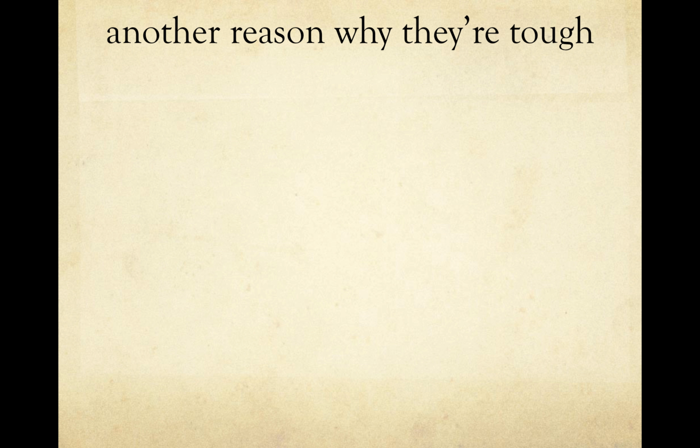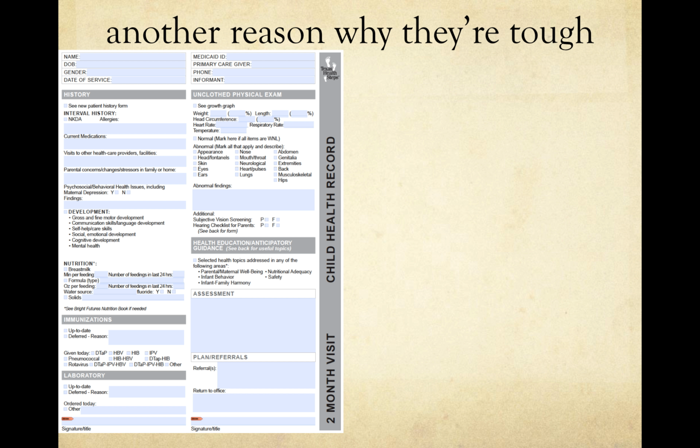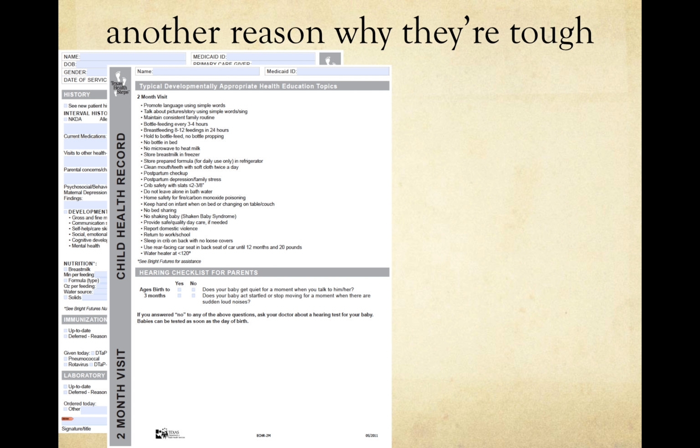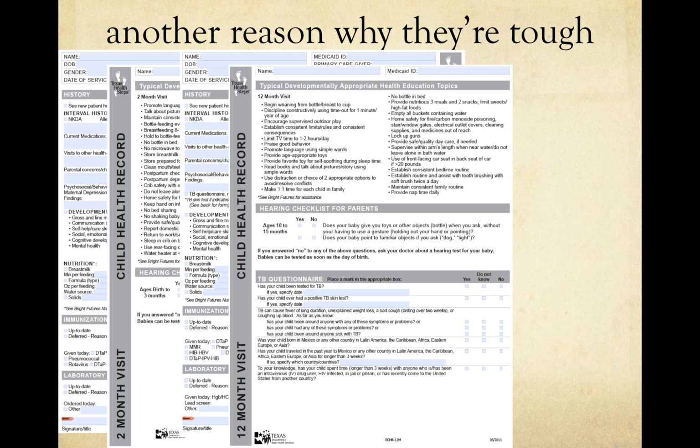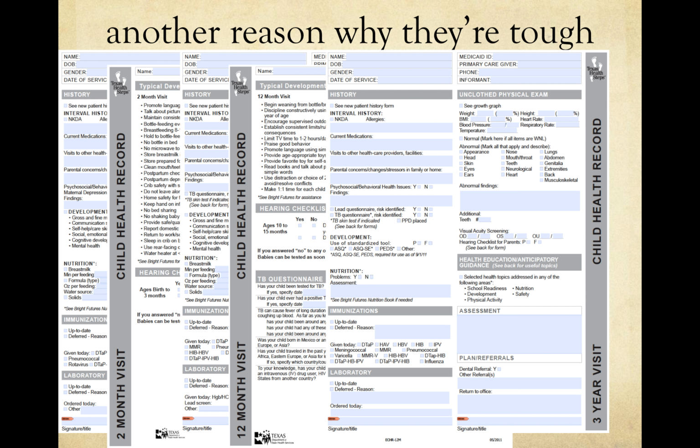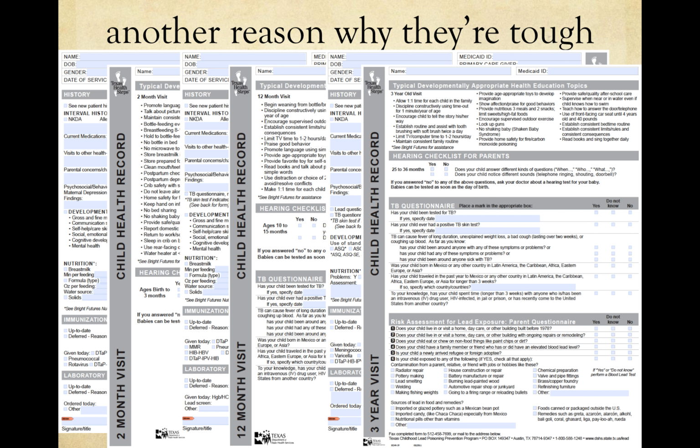Here's another reason why these health maintenance visits like well child checkups are tough. There's an overwhelming amount of disorganized information to pursue. Here are the Texas Medicaid forms from a few years ago. Here, front and back, are things recommended that doctors go over for a 2-month-old well child checkup, which is different front and back from a 12-month-old well child checkup, which is different again from a 3-year-old's well child checkup, front and back. That's an enormous amount of stuff to master.